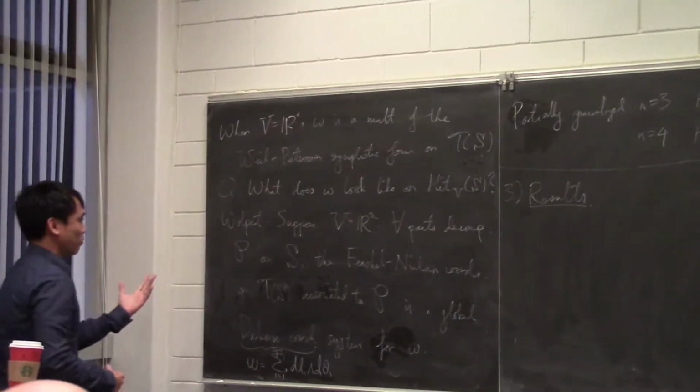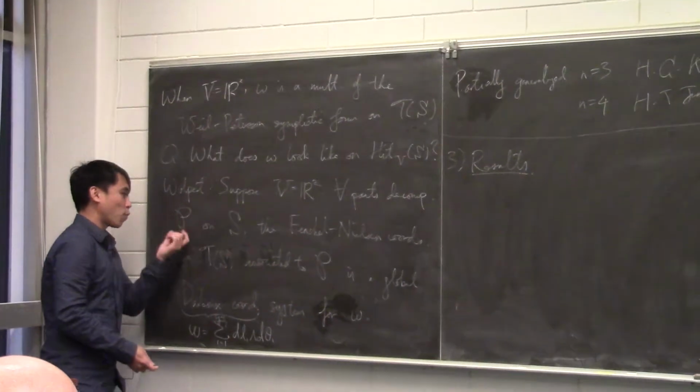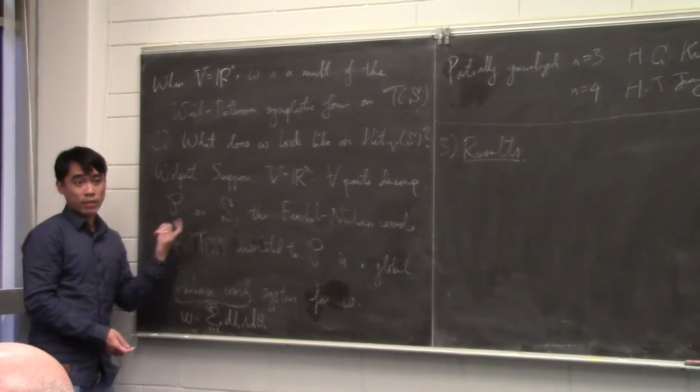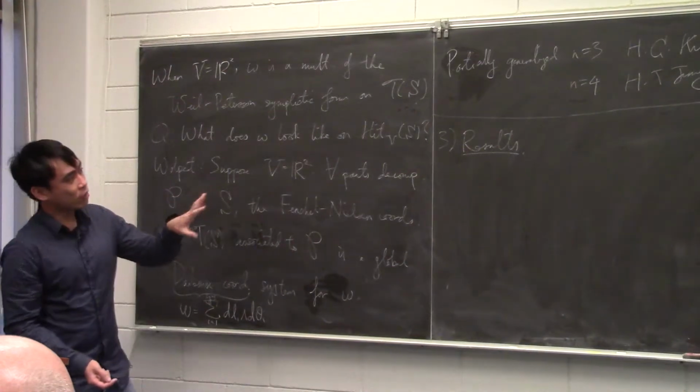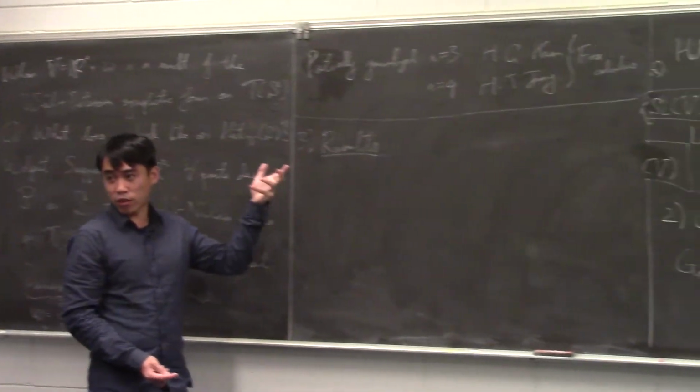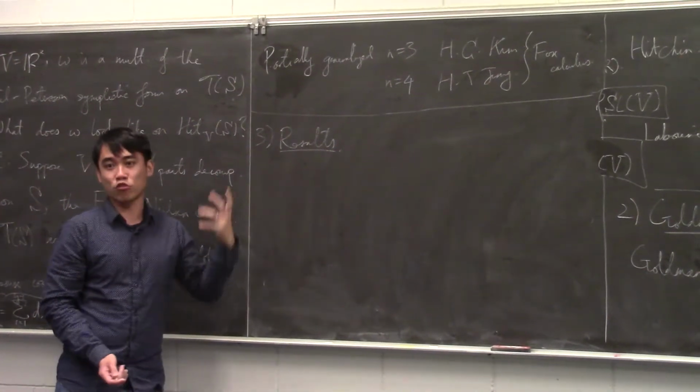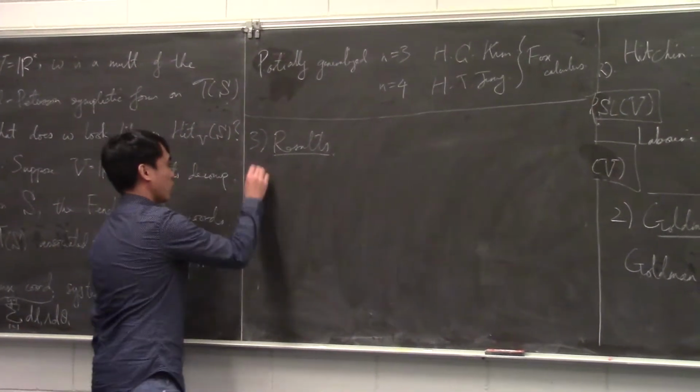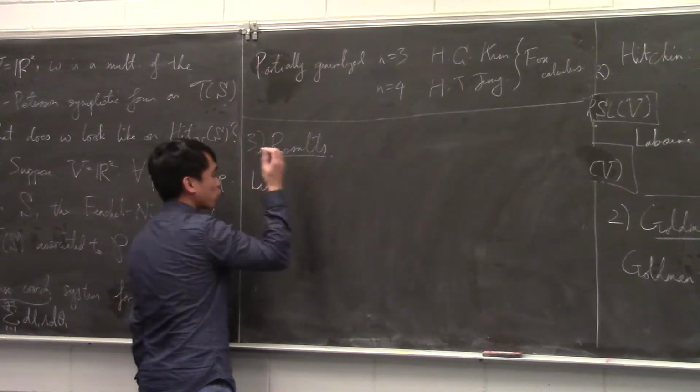So just like Wolpert's theorem, in order to state his result, he needs to make some topological choice on the surface, which is the Penner decomposition. So in order to state my results, I need to tell you how to make some topological choices on my surface. These are the topological choices.